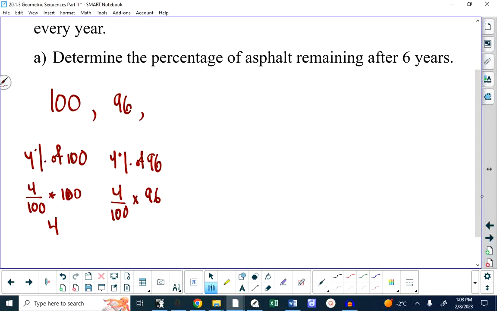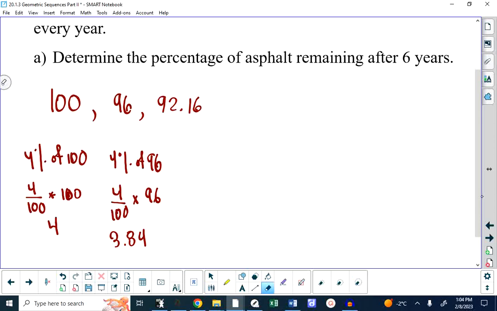Figure it out for me, please. 92.16. I just want to know what 4% of 96 is first. 3.84. So this is 3.84. We lose 3.84. So we're losing 4%, we're losing 3.84, and when you do that, you get 92.16. Okay.